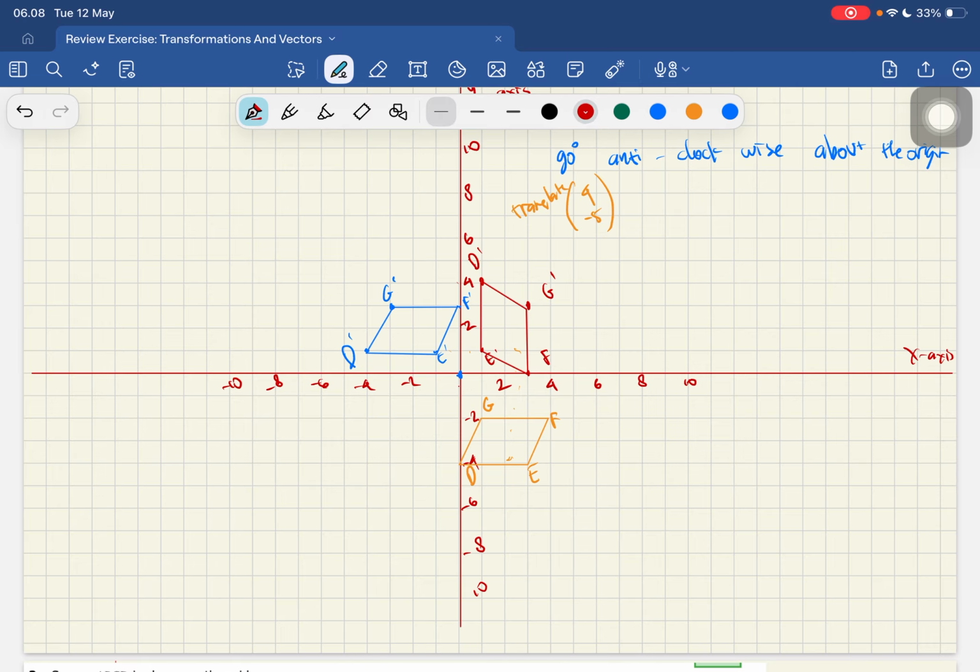Okay, so look at that. We got 2 down and 1 right. So we double it. It's going to be 4 and 2. So here is the new point for G. How about F? 2 down, and then 4 to the left. So 4 down, and then 4 multiplied by 2 is going to be 8. 1, 2, 3, 4, 5, 6, 7, 8.